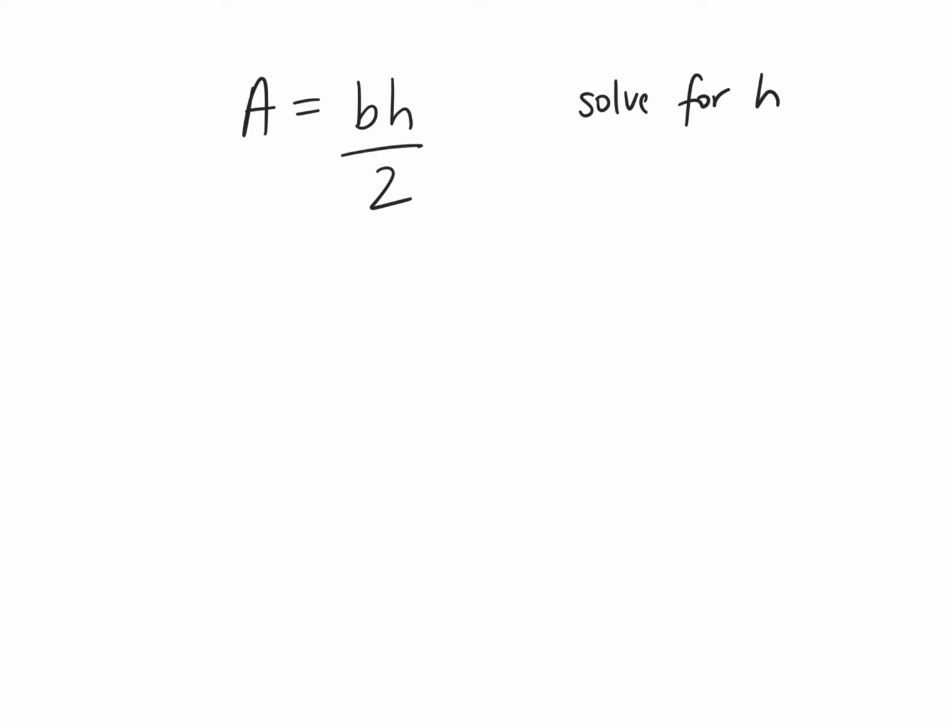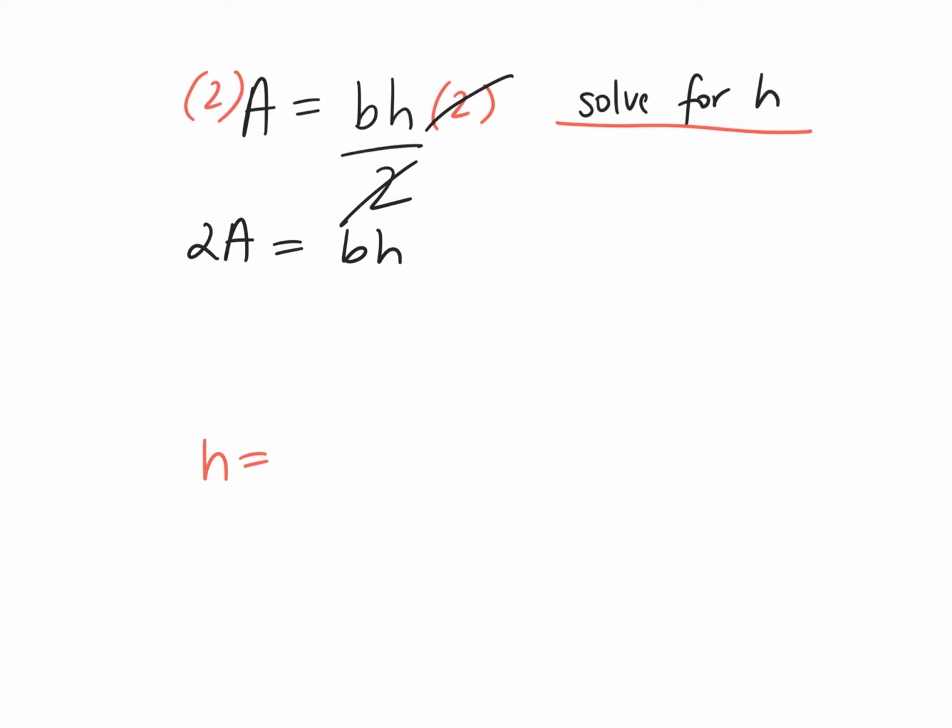So if you have the equation of the area of a triangle, which is base times height divided by 2, but we want to rearrange this equation to solve for h. You multiply both sides by 2 to start. So 2a is equal to base times height.